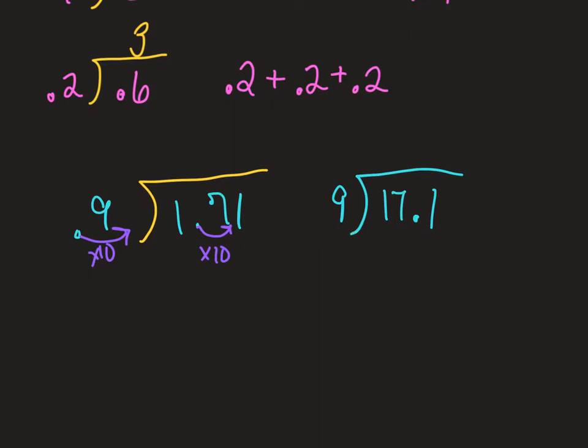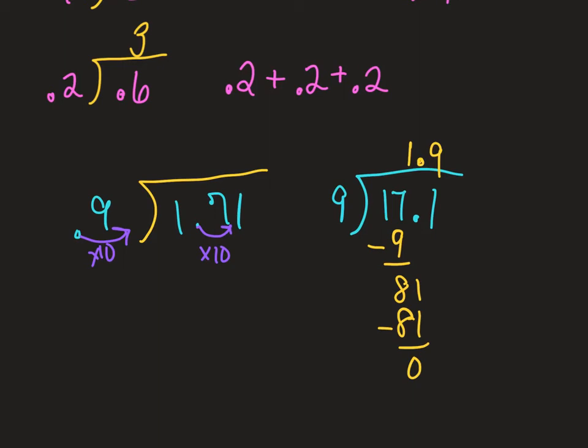Now this looks just like the last lesson we did, buttons on a snowman. I put my decimal straight up. 9 goes into 17 once. Subtract. 9 goes into 81 9 times. No remainder, so I'm el finito, done. 1 and 9/10, 1.9 is my final answer.